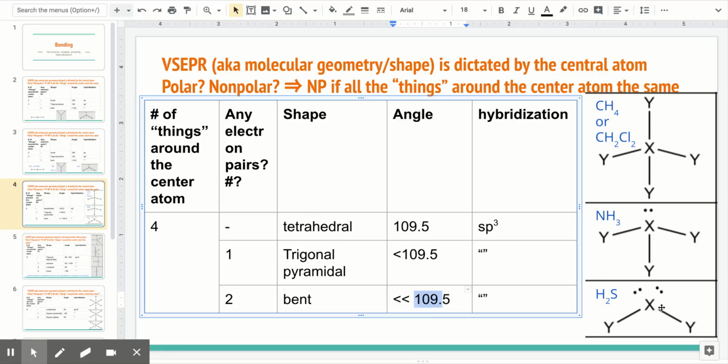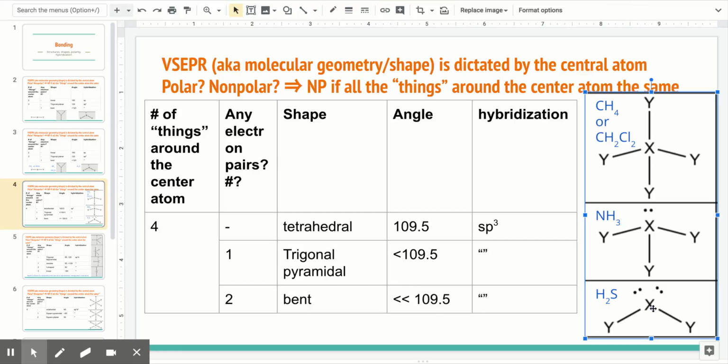And again, let's look at polar, nonpolar. 4 things around the center atom. Are they all the same? No. 2 are electron pairs, 2 are atoms. So this is always going to be a polar type of molecule.